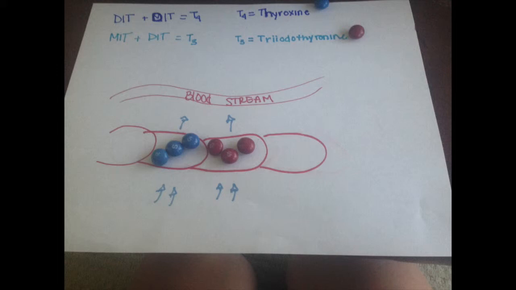When MIT and DIT are together, you get T3, or triiodothyronine. When DIT and DIT mix together, you get T4, which is thyroxine. T3 and T4 are secreted out to the bloodstream, or capillaries, which are small branching vessels.